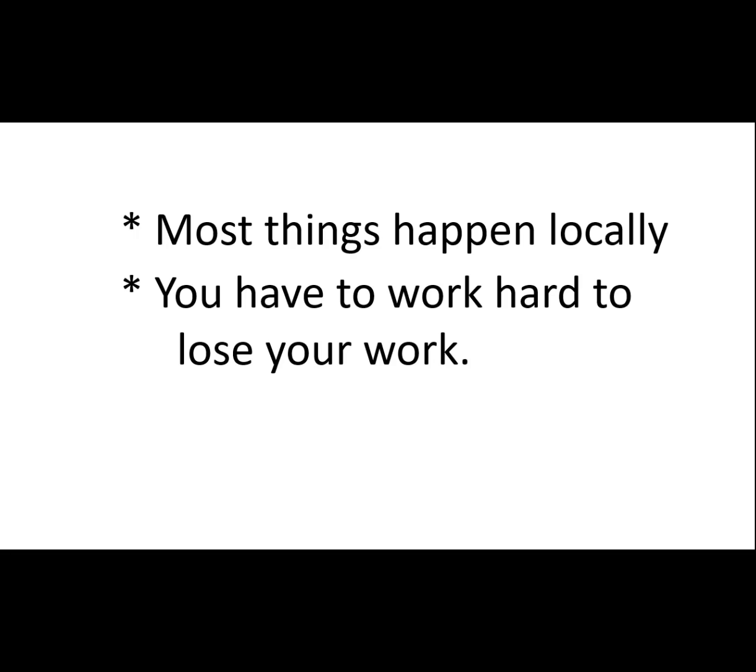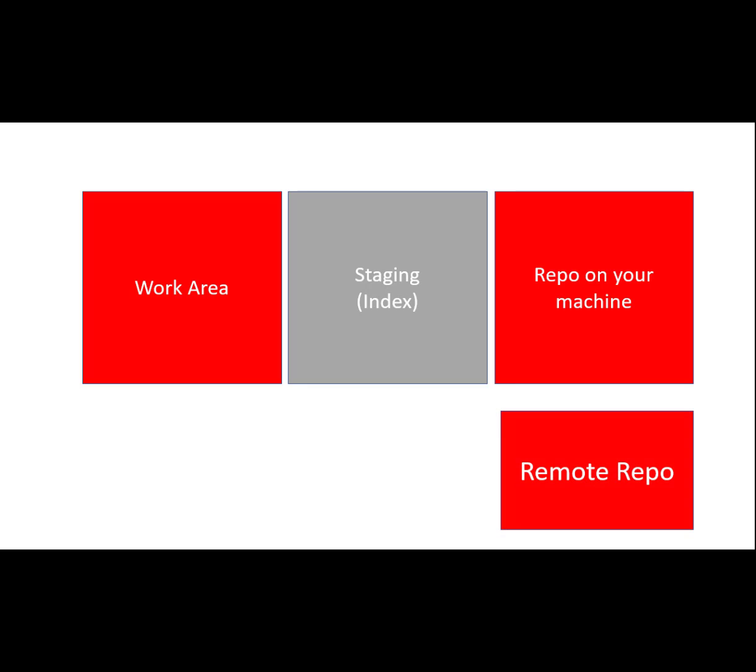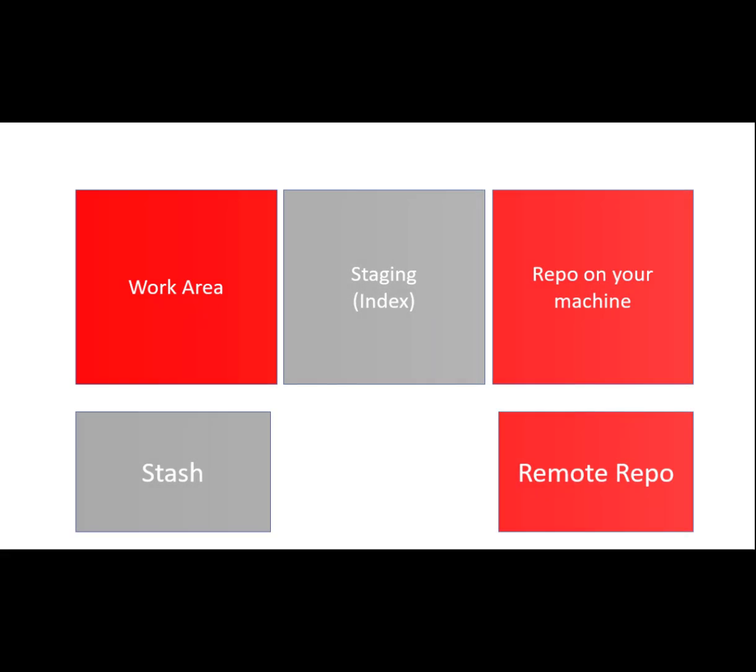There are a couple things to keep in mind with Git. Most things happen locally on your local machine, and it's very, very hard with Git to lose your work. There are 5 areas or places that we'll be focused on: the work area, the staging area, the repo on your machine, the remote repo, and the stash. Let's take them one at a time.